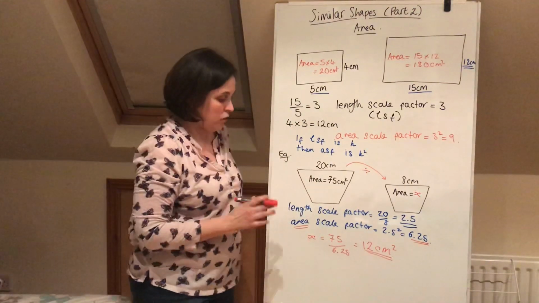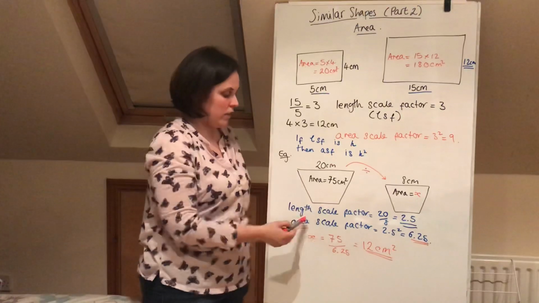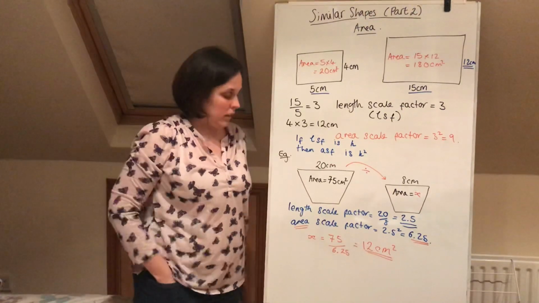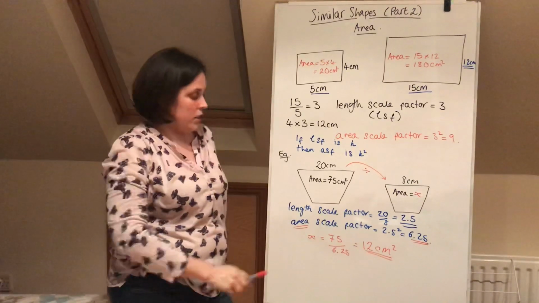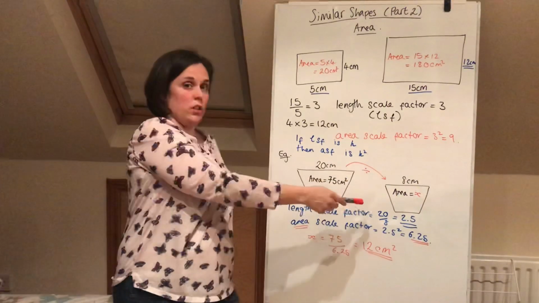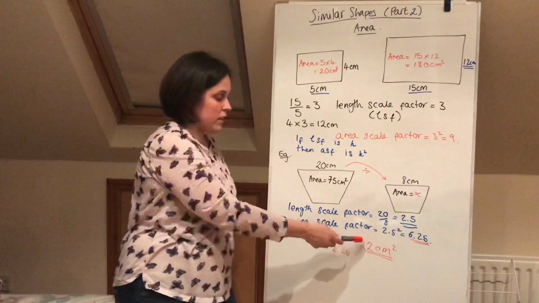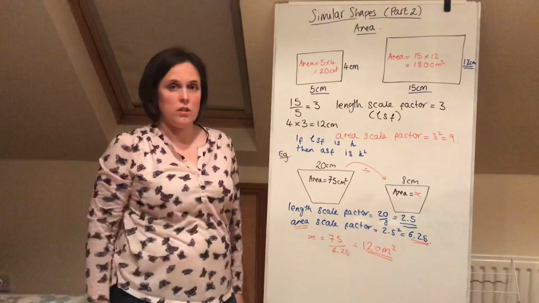So just to recap, okay, you need to first of all find your area scale factor, okay, and then what you need to do is work out whether you're doing a division or a multiplication, and once you've got that, you just do that sum, and then you have your answer, okay.